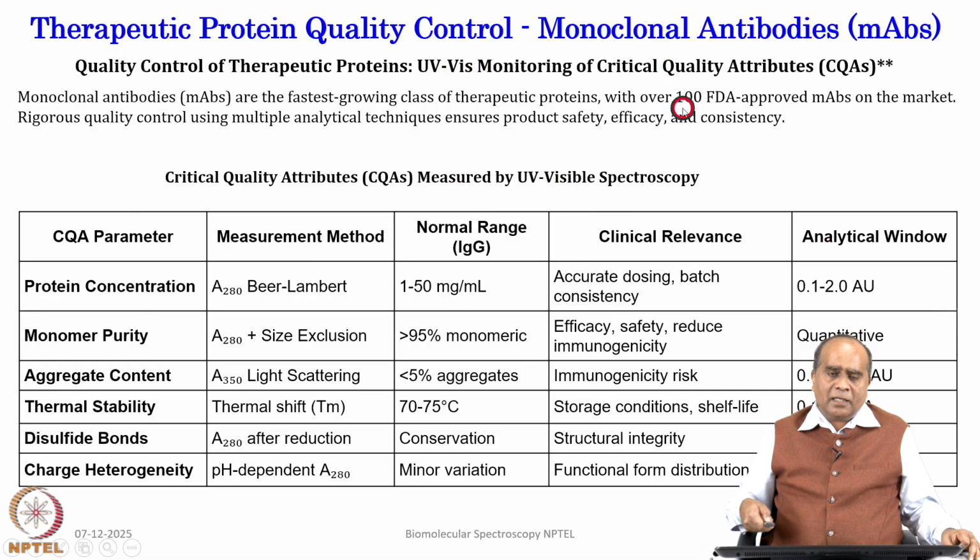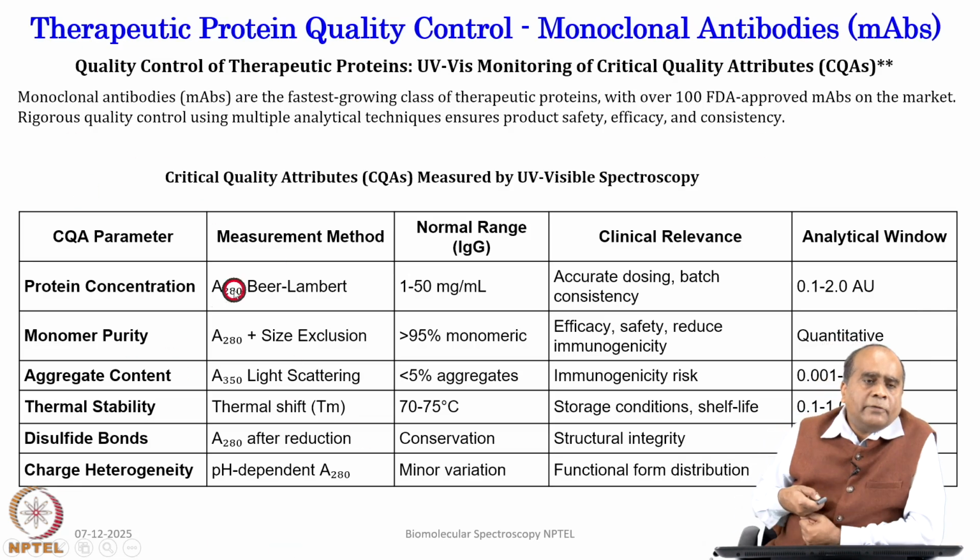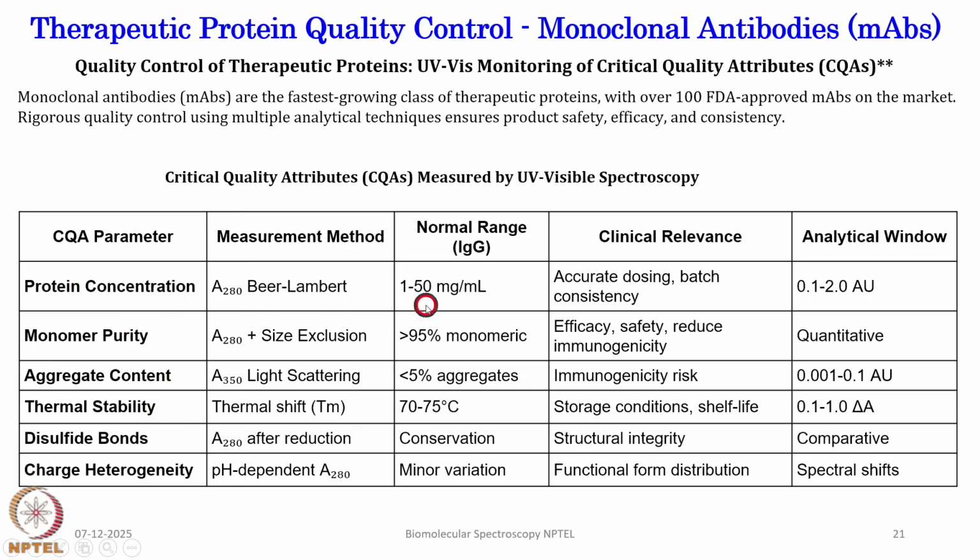Right. So, how can CQA be done for a therapeutic antibody? The CQA parameters are protein concentration, monomer purity, aggregate content, thermal stability, disulfide and change in the heterogeneity. These are the CQA parameters. So, let us take them one by one. If we are ensuring the protein concentration, you can use absorbance at 280 and the Beer-Lambert law. The normal range one can have is 1 to 50 milligram, and the clinical relevance is accurate dosing and batch consistency. The analytical window for measuring the concentration of a protein is 0.1 to 2.